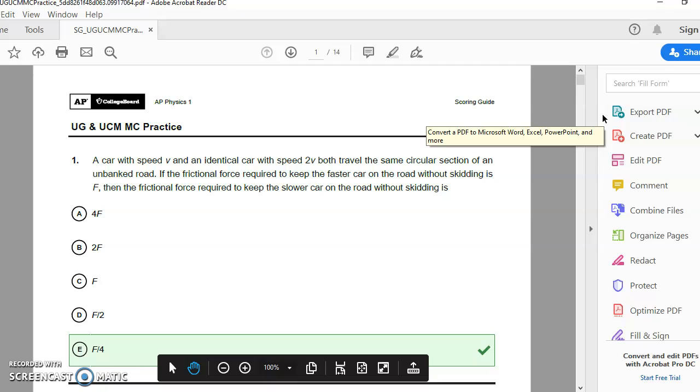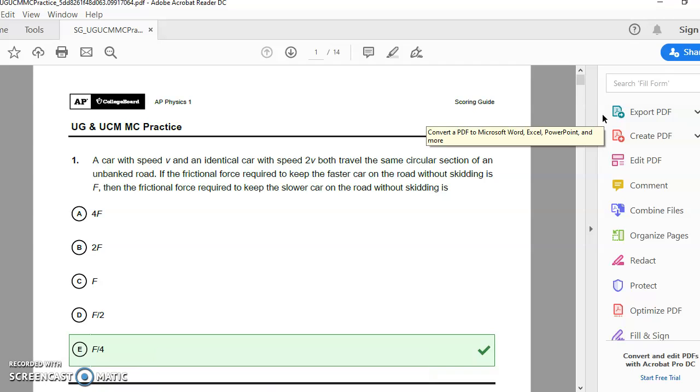Here goes. So, a car with speed v and an identical car with speed 2v both travel in the same circular section of an unbanked road. If the frictional force required to keep the faster car on the road without skidding is F, then the frictional force required to keep the slower car on the road without skidding is... So the answer is obviously E there.